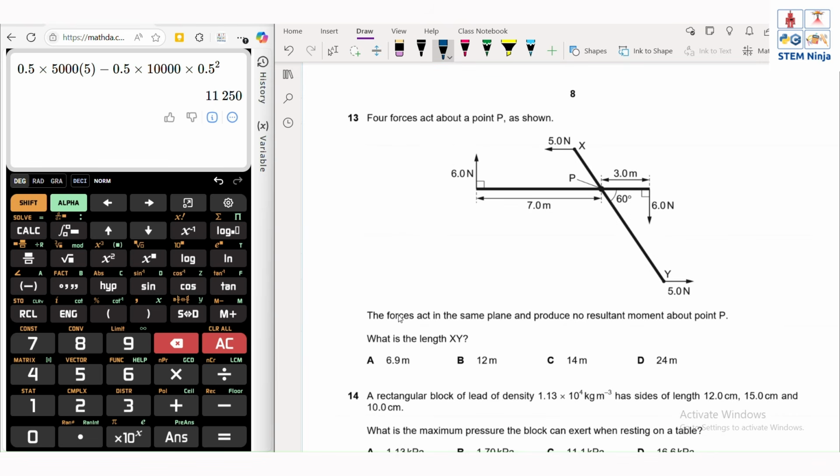Four forces act about a point P, as shown. The forces act in the same plane and produce no resultant moment about P. What is the length x, y?